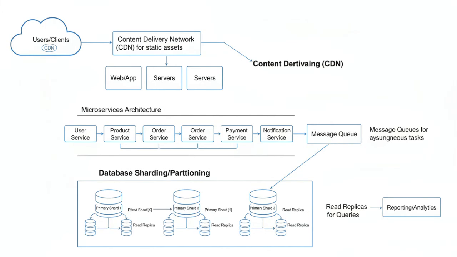Message queues, as mentioned earlier for voting, are vital for asynchronous tasks like sending emails, processing reputation updates, or generating search index updates, decoupling services and improving responsiveness. Ultimately, adopting a microservices architecture can break down the monolithic application into smaller, independently deployable services, enhancing scalability and maintainability.